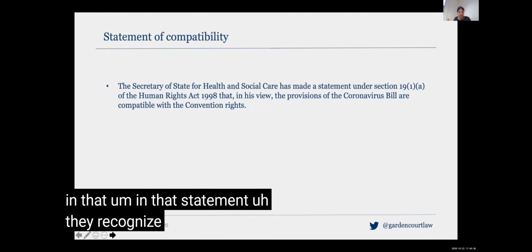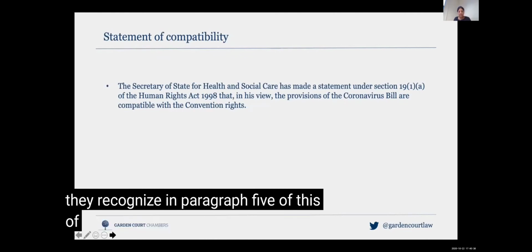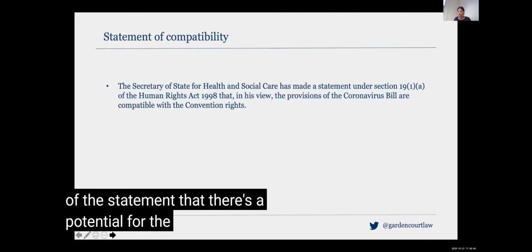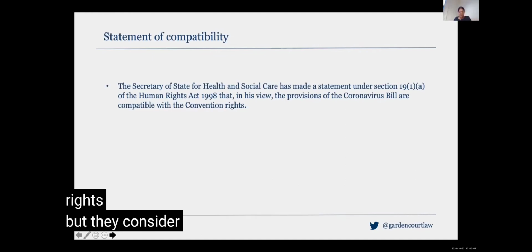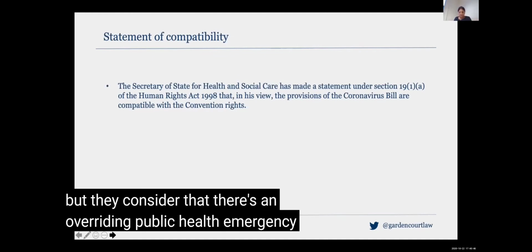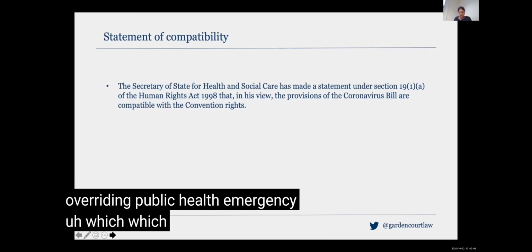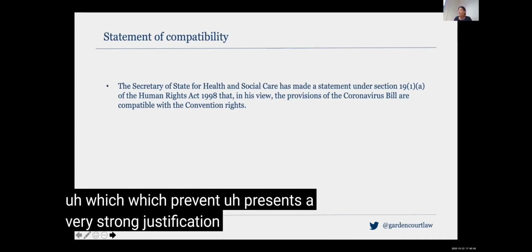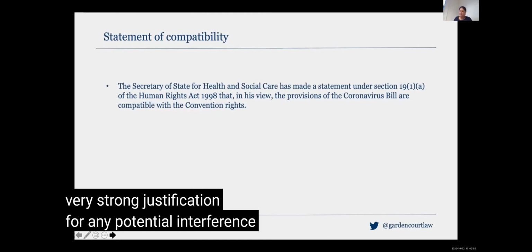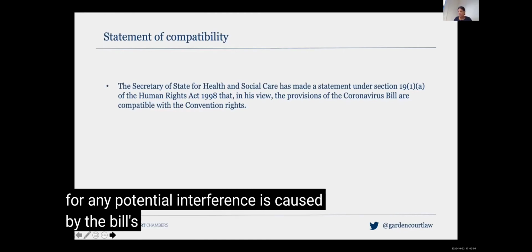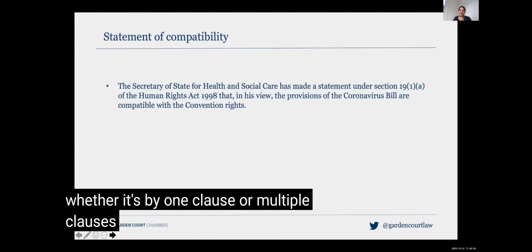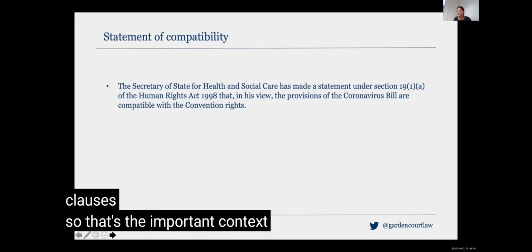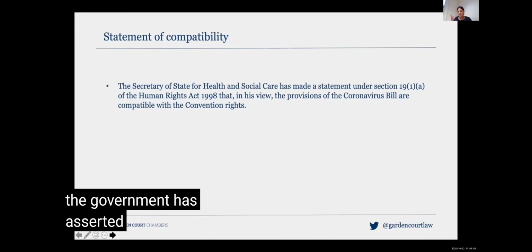They recognise in paragraph 5 of the statement that there's a potential for the cumulative impact of provisions on certain people's qualified rights, but they consider that there's an overriding public health emergency which presents a very strong justification for any potential interferences caused by the bill's provisions, whether it's by one clause or multiple clauses. So that's the important context which the government has asserted.